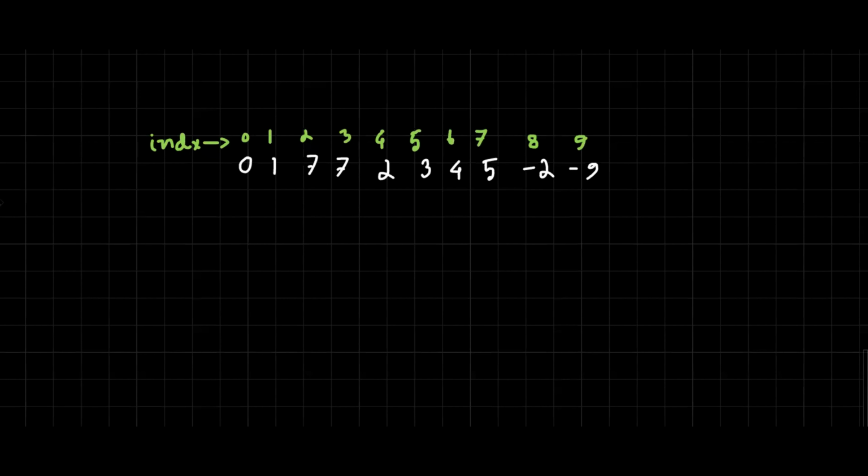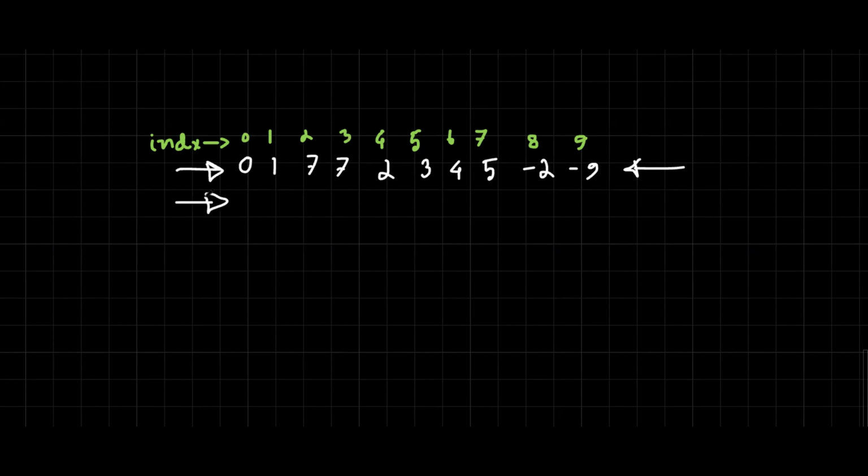Now, to understand the algorithm clearly, we have taken another example. Now, suppose our current array is this, which is 0, 1, 7, 7, 2, 3, 4, 5, minus 2, and minus 9. Now, the index number of this will be starting from 0 and end here from 9. So here the index number will be 0, 1, 2, 3, 4, 5, 6, 7, 8, 9, and so on. Now, this is our original array. So each time we will manipulate the original array respectively.